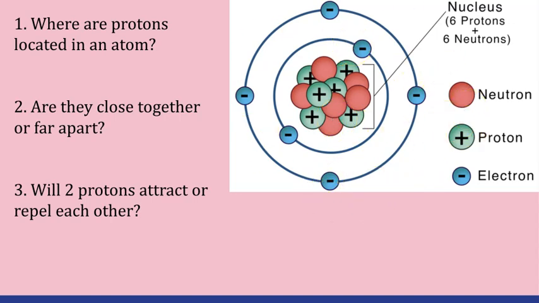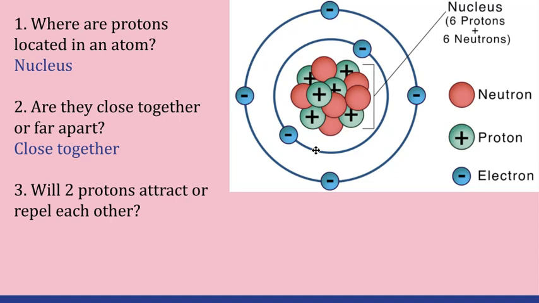And I want to think about three questions. The first question is, where are protons located in an atom? Then, are they close together or are they far apart? And finally, will two protons attract or repel each other? So if we answer these questions based on our prior knowledge, we know that the protons are located in the nucleus, which is the center of the atom, and we can see that they are really tightly packed in there. They are very close together.